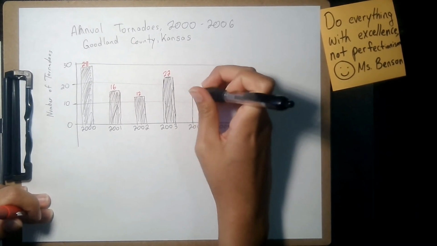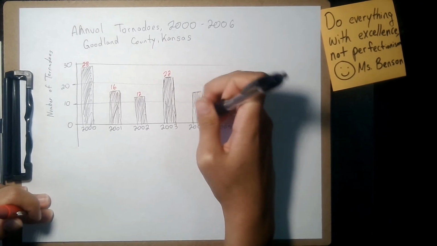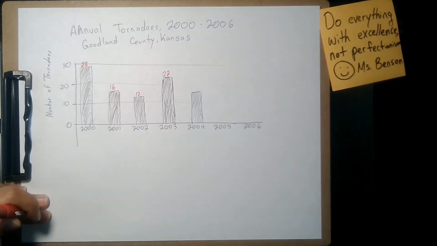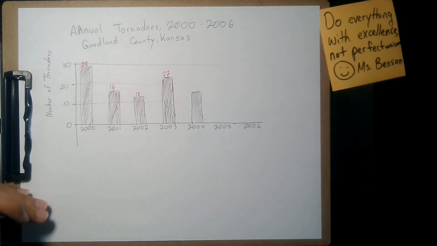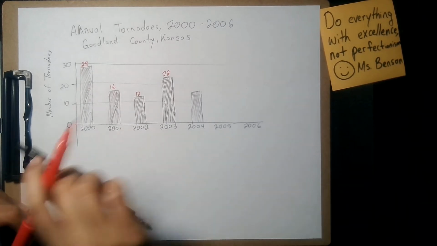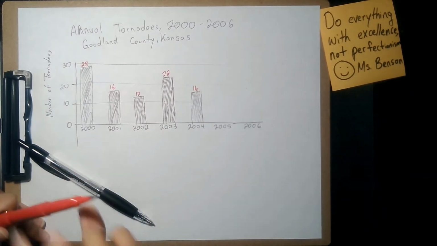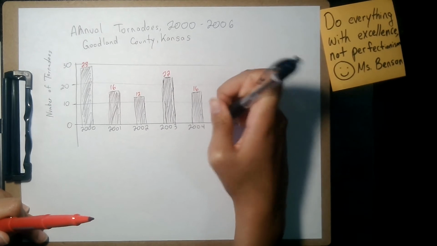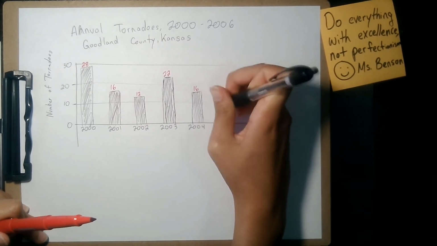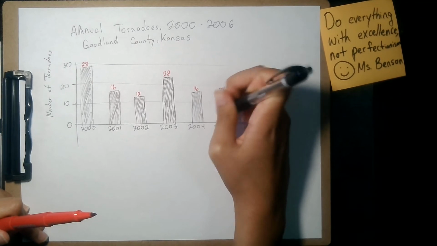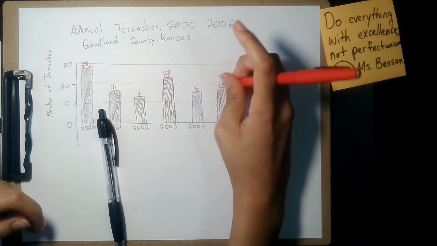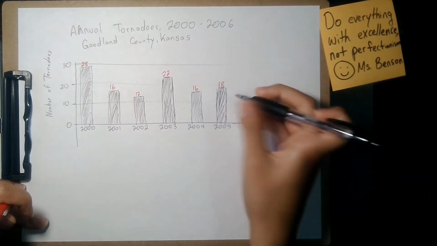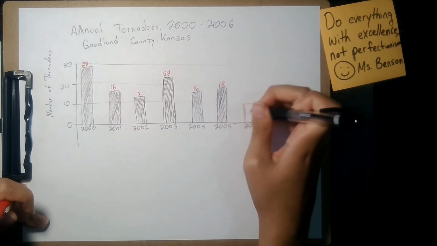When you see a number come up more than once, it can become the mode. But if multiple numbers come up multiple times, you're going to go with the one that comes most frequently. Then we have 16. Right now we have 18 pop up in 2005. And then in 2006 we have exactly 10 tornadoes.